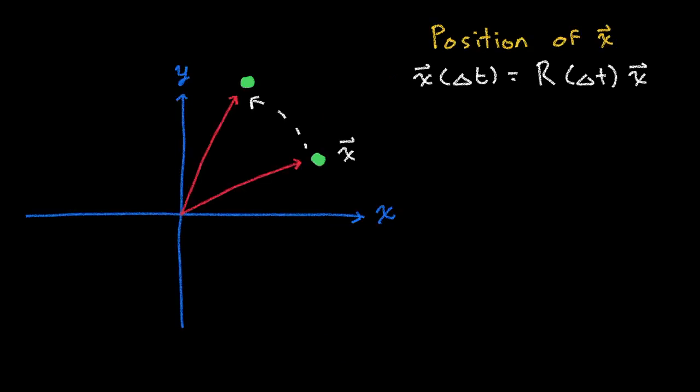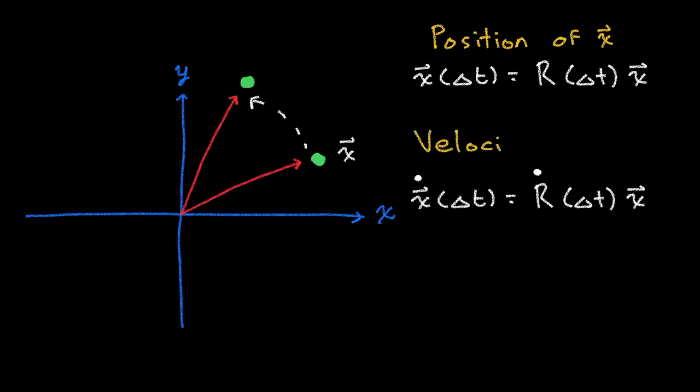So here's our position of x, and we can take the time derivative of this equation. Now, of course, the only thing that's varying in time here is the rotation. So the time derivative of x, the velocity of this point x, is given by the time derivative of this rotation matrix. And now we want to come up with a succinct formula for this time derivative.